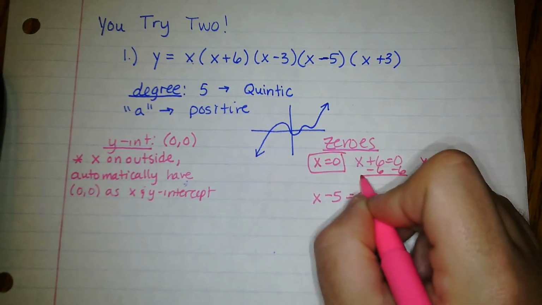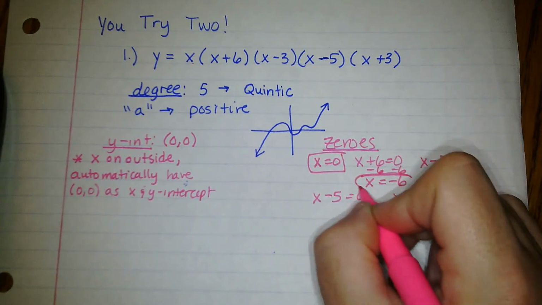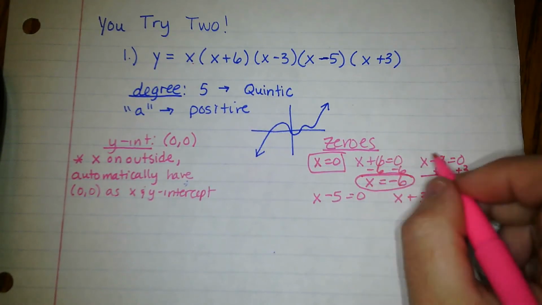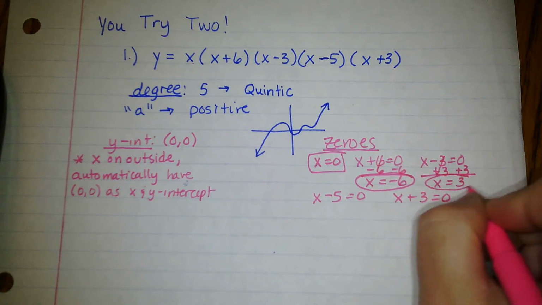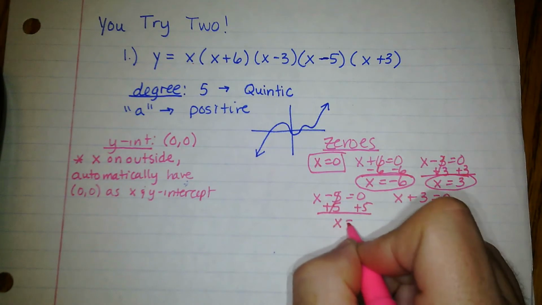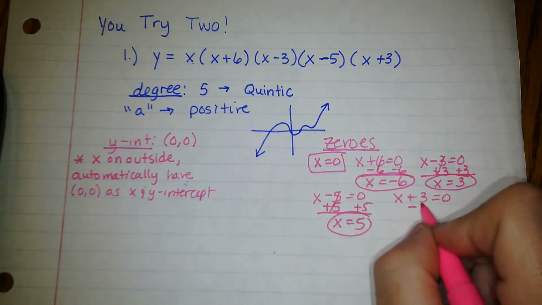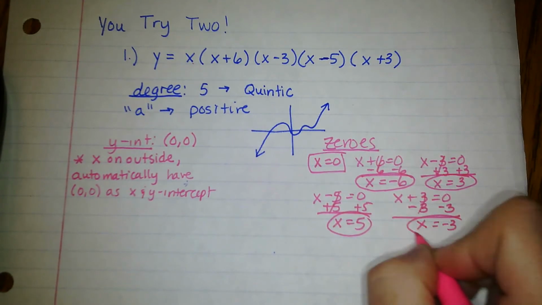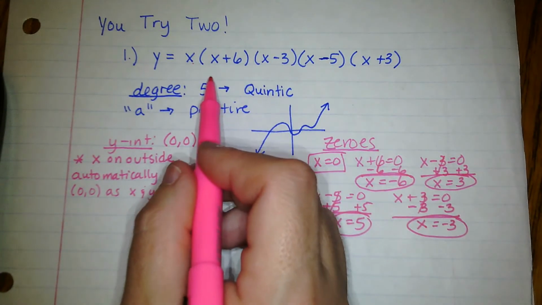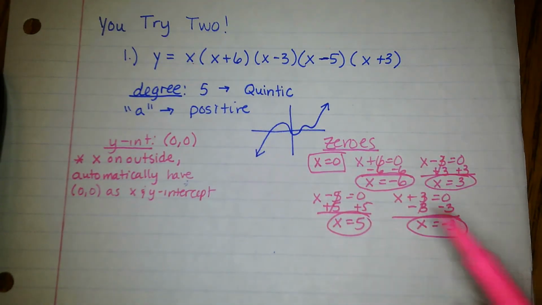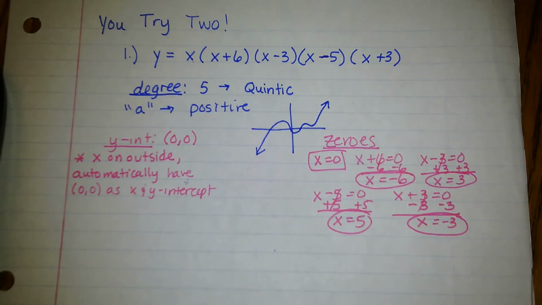Minus 6, plus 3, plus 5, minus 3. It's a quintic. It has degree 5, which means you should have up to 1, 2, 3, 4, 5 crosses on the x-axis. And our y-intercept is part of that.